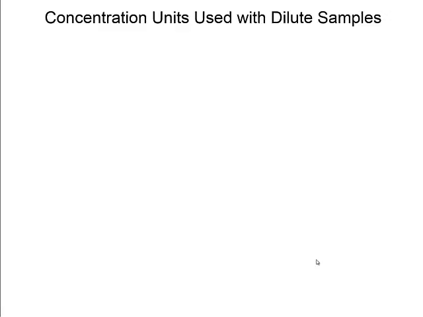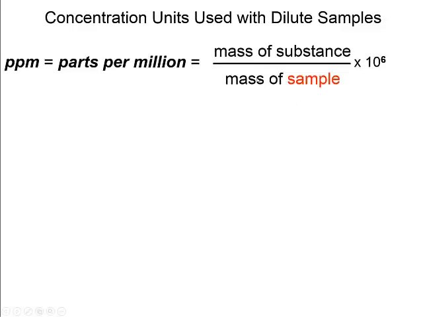Okay, we're going to take a look at concentration units that we use with very dilute samples. The most common is parts per million, and parts per million is simply the mass of the thing I'm interested in compared to the total mass of the sample, and this is a very small number, and so we multiply by a million. Like in weight percent, we're doing a percent, we multiply by 100, but in parts per million, we multiply by a million.